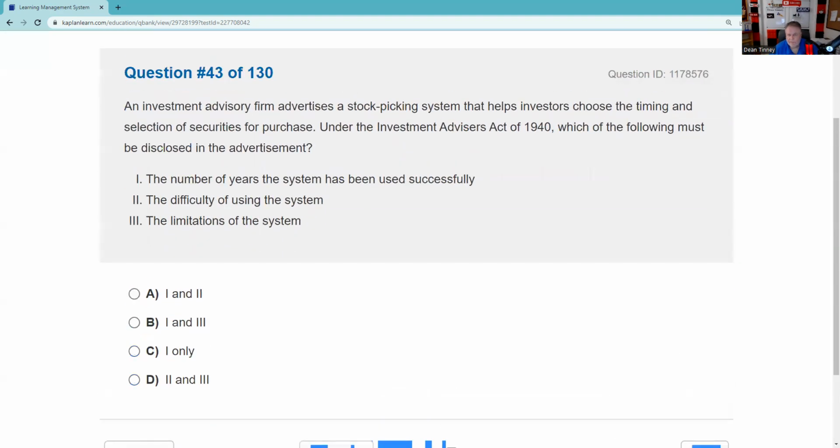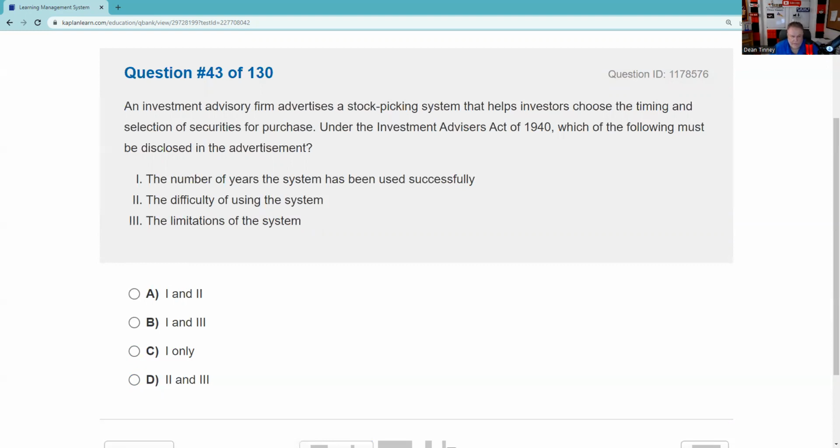An investment advisory firm advertises a stock picking system that helps investors choose the timing and selection of their securities for purchase. Under the Investment Advisor Act of 1940, which of the following must be disclosed?